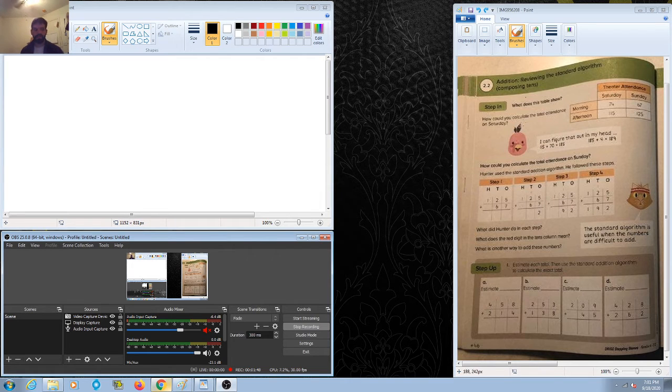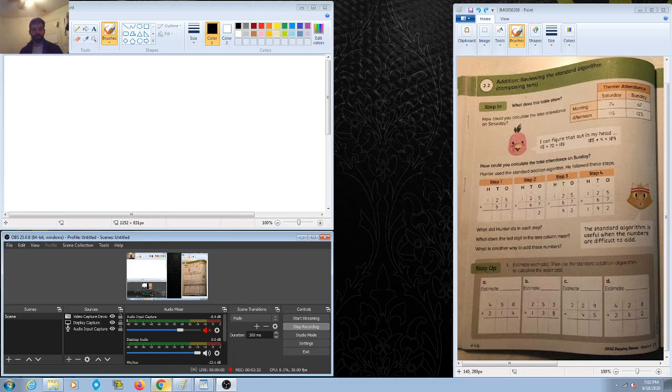So it says, how can you calculate the total attendance on Saturday? The turkey here is saying I can figure that out in my head. If I take 115 plus 70, that equals 185. And then he took 185 and added 4 and equals 189. So his strategy is to take those numbers and make them more friendlier numbers, add them together, and then add on those non-0 or 5 based numbers that are a little bit more challenging if you were to add them to other numbers first. So that's the strategy he took. Okay, gobble gobble.